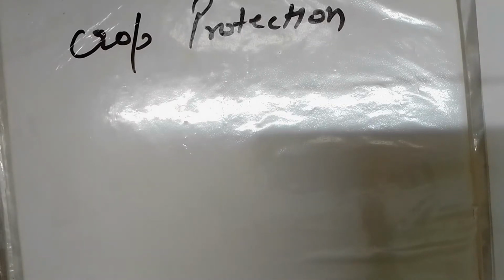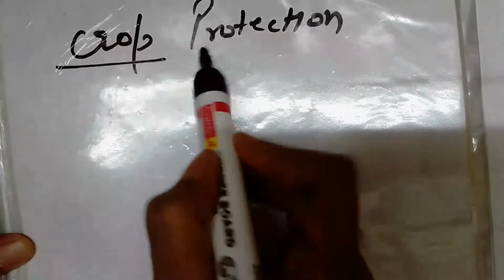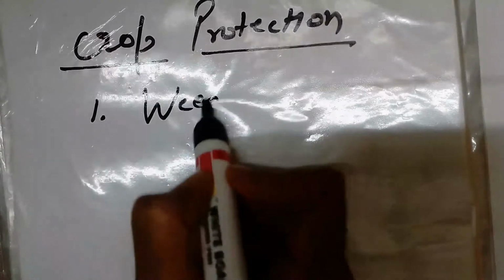Hello students. So today we will do the next agricultural practice, that is crop protection. Now crop protection means how we can protect our crops from weeds and from pests. First I will take the protection from the weeds.